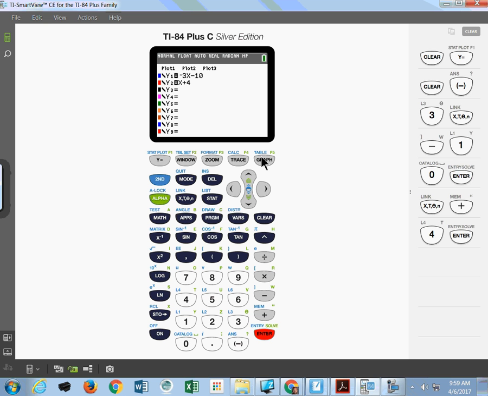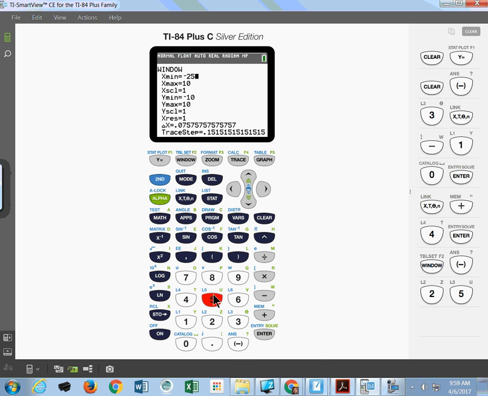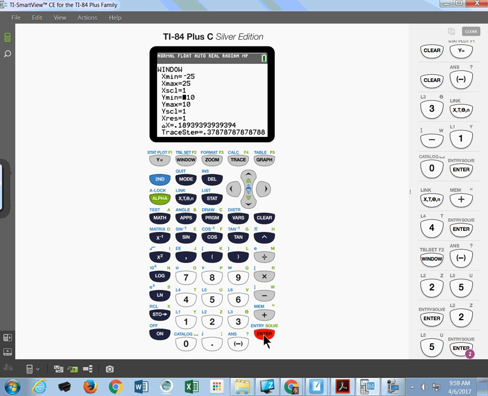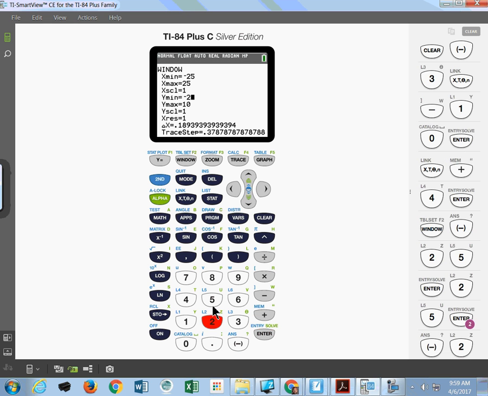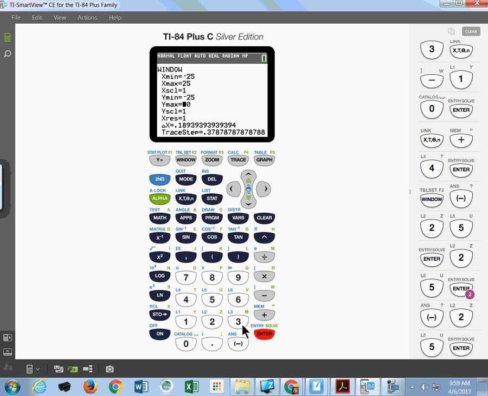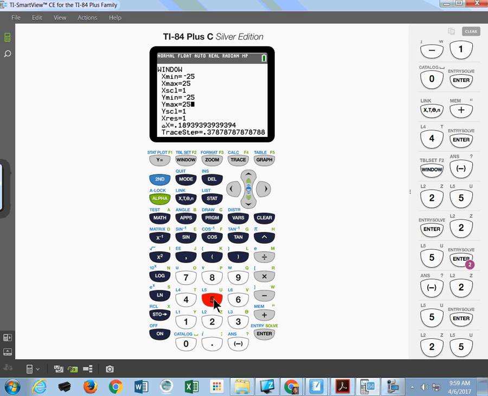Then we're going to hit the graph button. First, let's change our window. Our window has to be kind of a little bigger on this. So I want you to hit the window button. And then where it says x min, change that to negative 25. Hit enter. Move down, change that to positive 25. Hit enter until you get to the y min. Change that to negative 25. And change the y max to positive 25. I think that should be big enough. If not, come back and change your window. Okay?